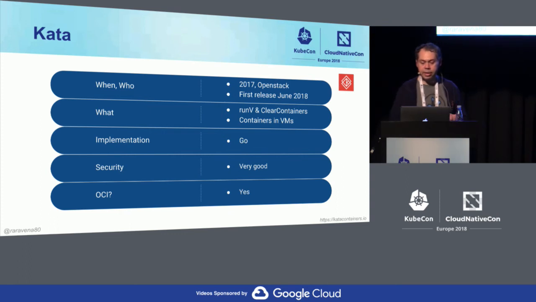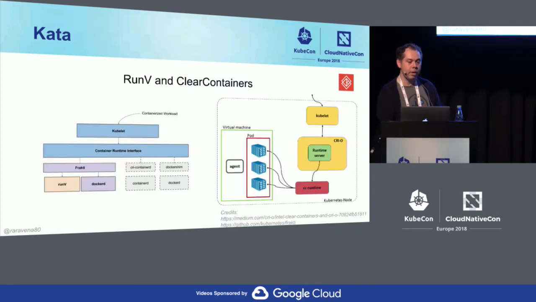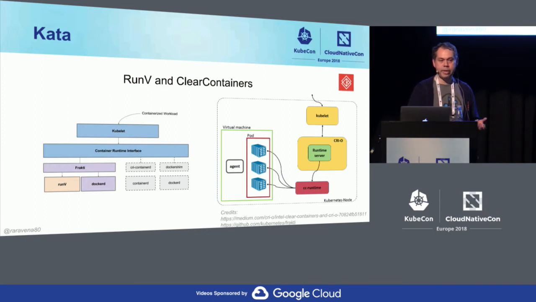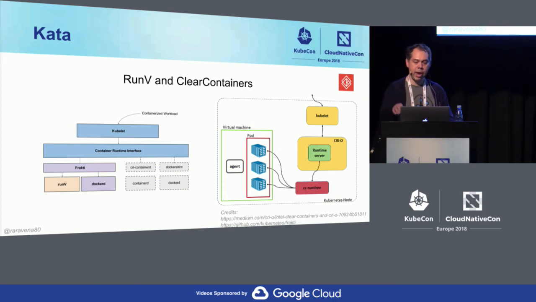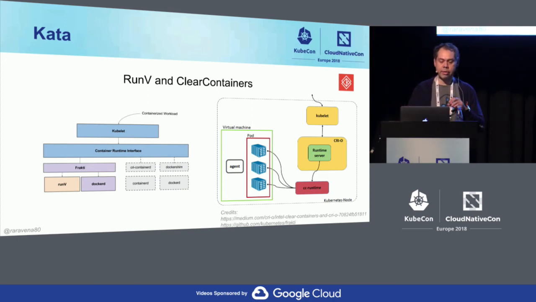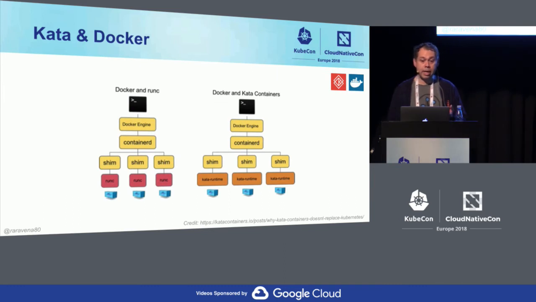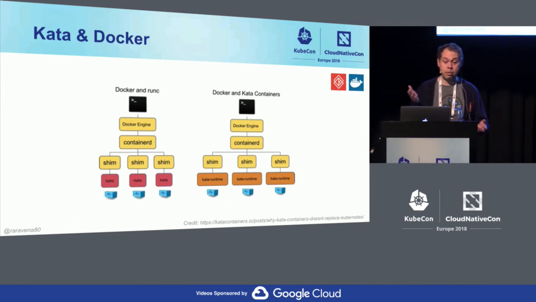And is it OCI compliant? Yes, it is OCI compliant. So this is what it looks like. You have RunV and Clear Containers. Kata is supposed to support both of these types of environments, where you run Frakti or where you run it with CRI-O, and CRI-O runs another container runtime, which in this case is Clear Containers, but it will be Kata Containers. And this is Kata with Docker in comparison to runc.